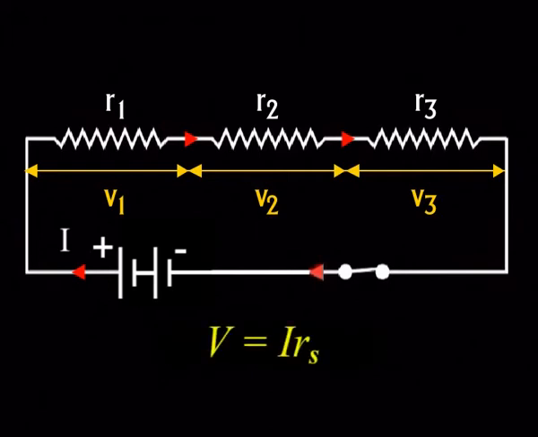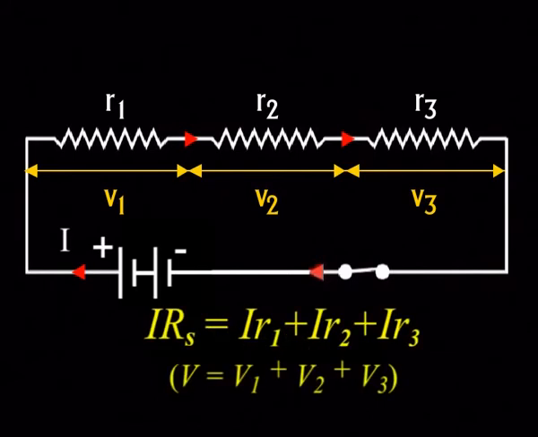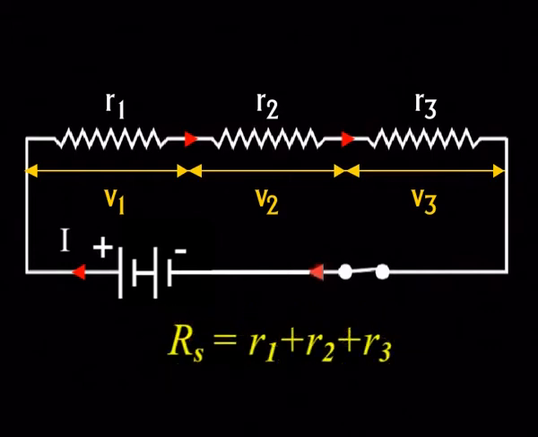If Rs be the equivalent resistance of the given series combination of resistances, then the potential difference across the combination is given as V equal to I into Rs. In other words, I Rs is equal to I R1 plus I R2 plus I R3, or Rs is equal to R1 plus R2 plus R3.